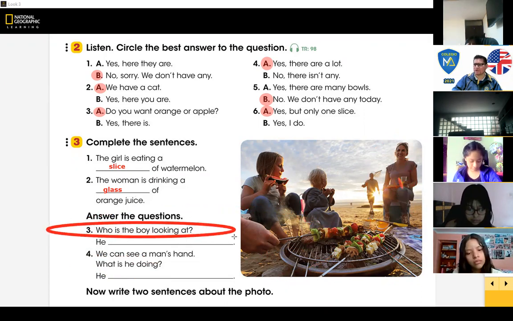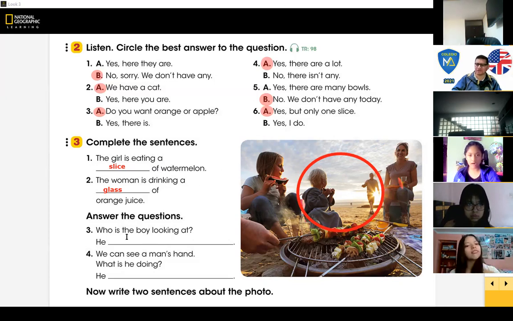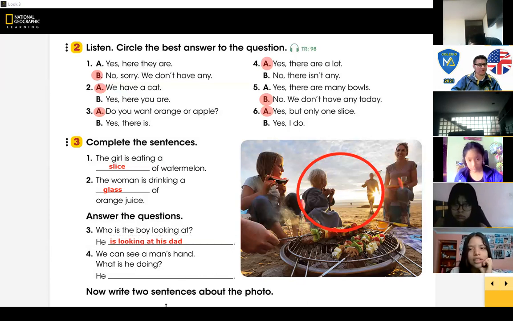Answer the question. Who is the boy looking at? What is the boy looking at? ¿Qué está mirando el boy? Father. Okay, could be, no? He's looking at his dad. Podría ser. O también podría ser he's looking at the ocean también. Right? Podría ser. The ocean could be too, right?